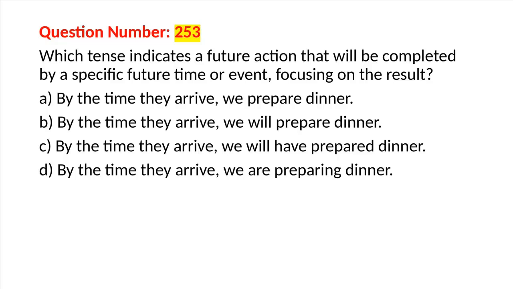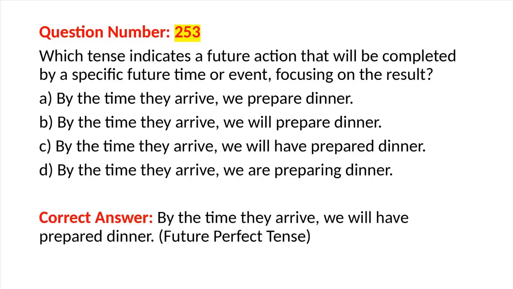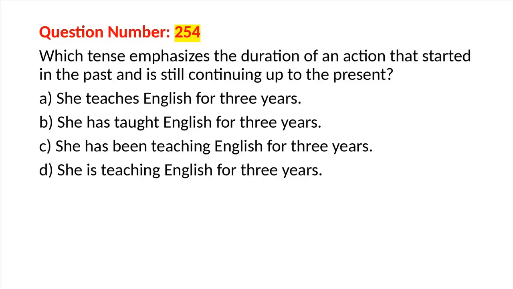Question number 253. Which tense indicates a future action that will be completed by a specific future time or event, focusing on the result? A. By the time they arrive, we prepare dinner. B. By the time they arrive, we will prepare dinner. C. By the time they arrive, we will have prepared dinner. D. By the time they arrive, we are preparing dinner. Correct answer, by the time they arrive, we will have prepared dinner. Future perfect tense.